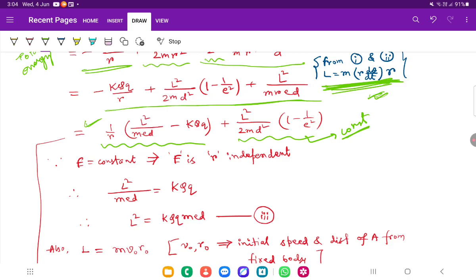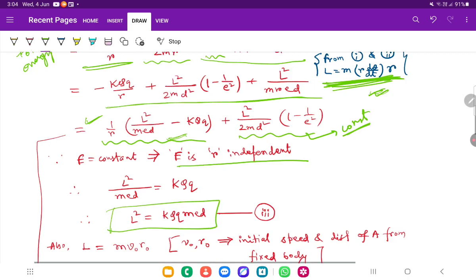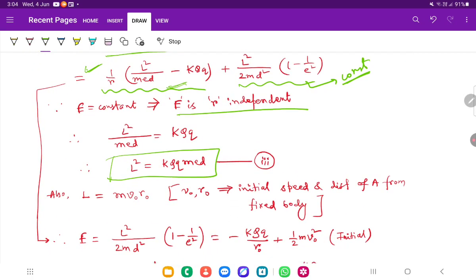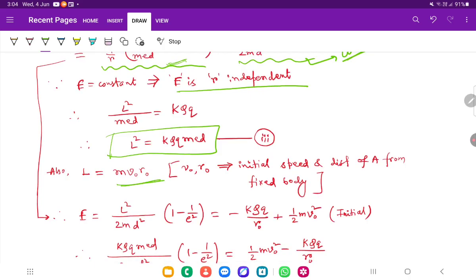But as energy is conserved, you can state that E should be independent of R, because if it is dependent on R, we will get different energy values at different positions, but the energy conservation principle should not be violated. So we can conclude that this term will sum up to 0, that L square minus m e d minus k capital Q small q. From there I have got this result, that L square equals to this. Also L equals to m v naught r naught.